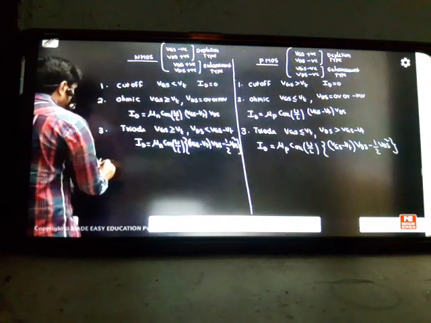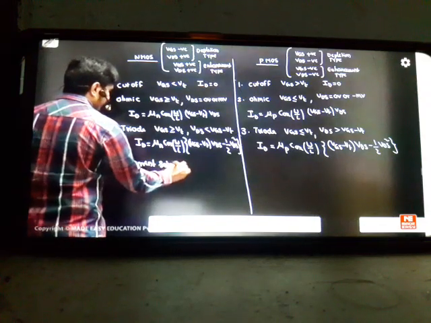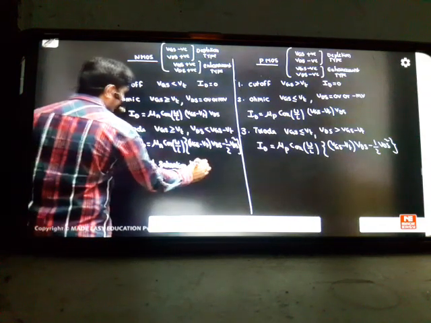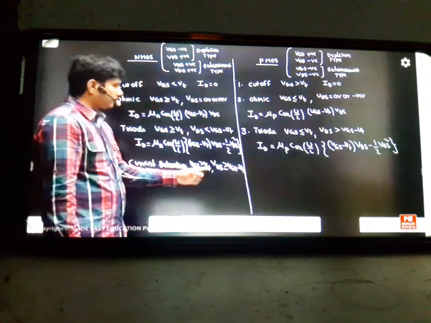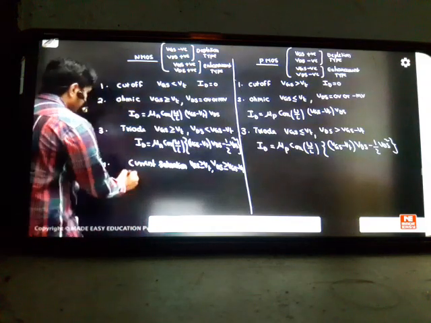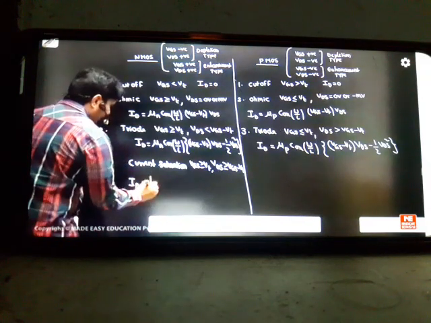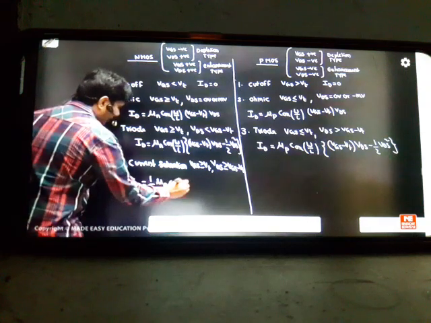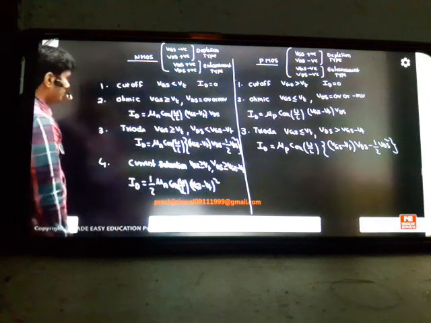Coming to the last one, the fourth one, we have current saturation. Here VGS should be greater than or equal to VT, and VDS should be greater than or equal to VGS minus VT. The previous one was less, so if you put it greater, you will be in current saturation. So what is your equation here? ID is equal to half into mu n into Cox W by L into VGS minus VT whole square. This is your equation.